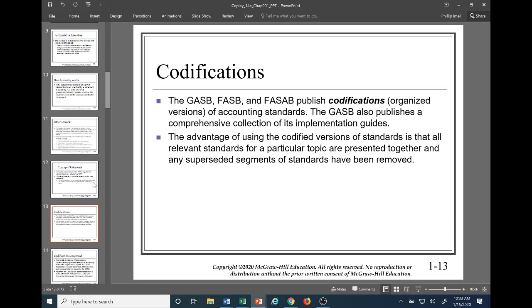Prior to the codification, accountants had to search all different avenues, doing old school research, looking at books, going to libraries, and so on. So they've eliminated all that and just put everything into a one-stop shop. So it's nice. The codification is a great tool for accountants.